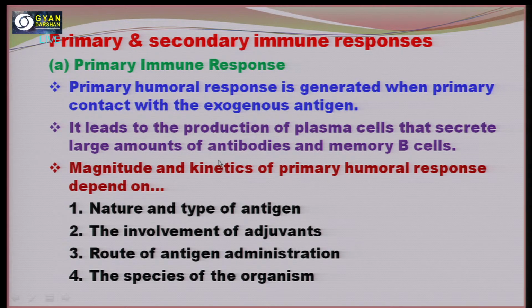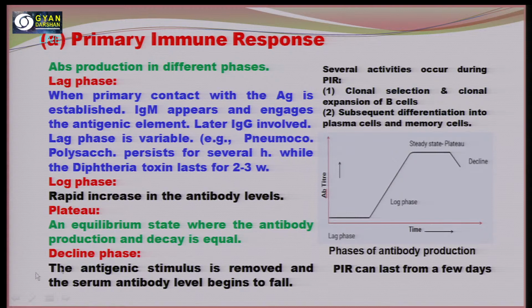They can affect the magnitude and kinetics of the primary immune response. And the species of the organism: the various species of organisms are there. We can take the example of pathogens like COVID-19, which is one species, while influenza is another species. So it totally depends on the species of the organism, then your primary immune response will be generated. The primary immune response involves antibody production in different phases.